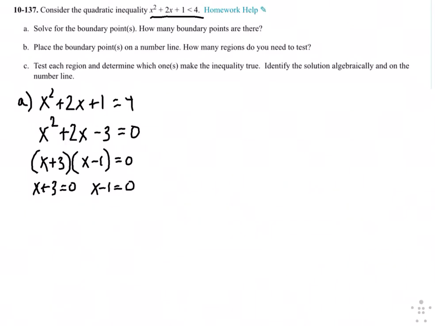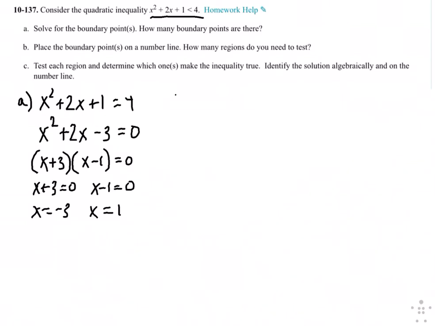Also, a lot of you are getting lazy. I don't see that step that I just wrote. You need to show that step if you want credit. So we get x equals negative 3 and x equals 1. So the boundary points are x equals 1 and x equals negative 3.